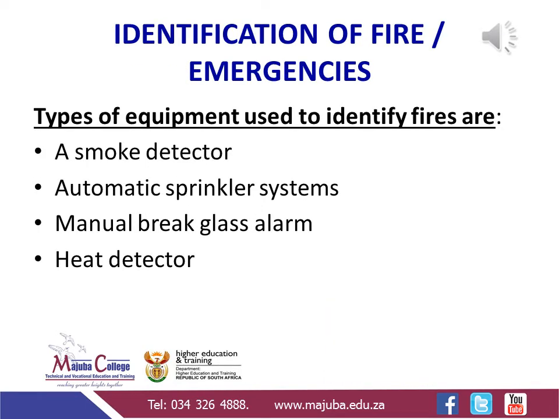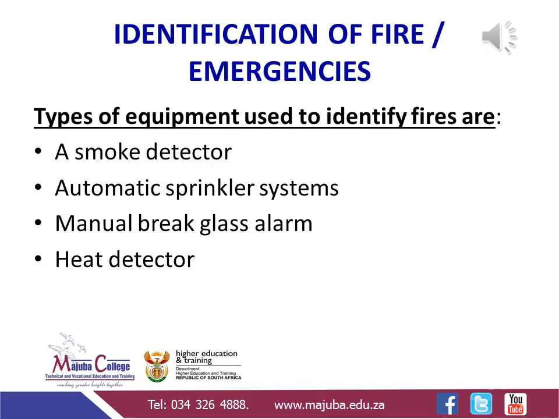Fires can be caused by paper, wooden furniture, electrical faults, and by smoking in dangerous areas such as near gas and in rooms where chemicals are stored. Workplaces must have equipment in place to identify and raise an alarm when fire breaks out. Students, we are now going to look at the types of equipment used to identify fires in the workplace.